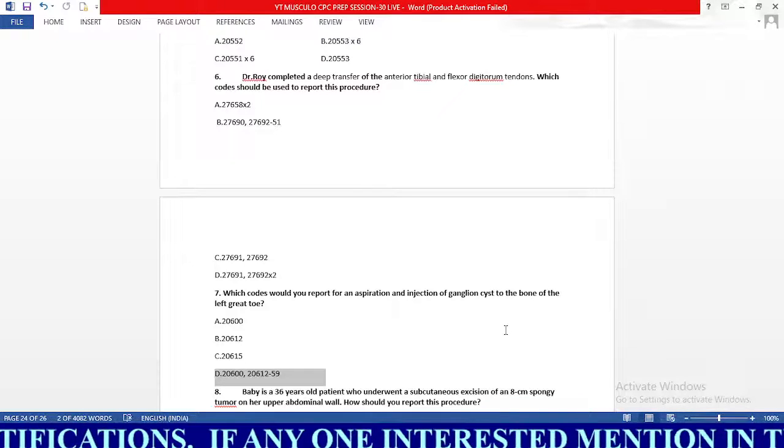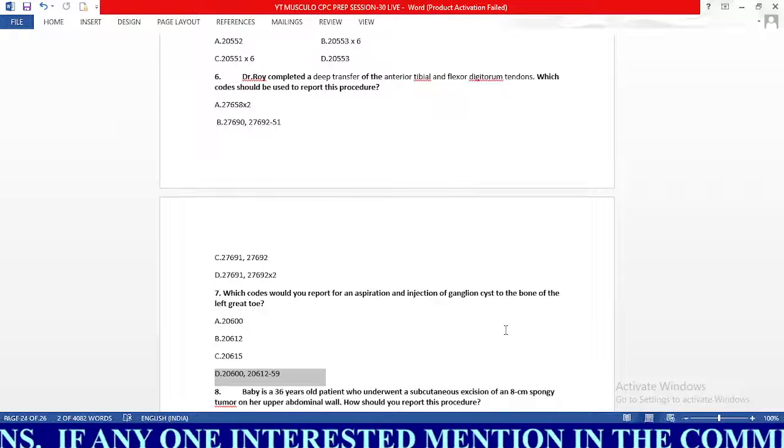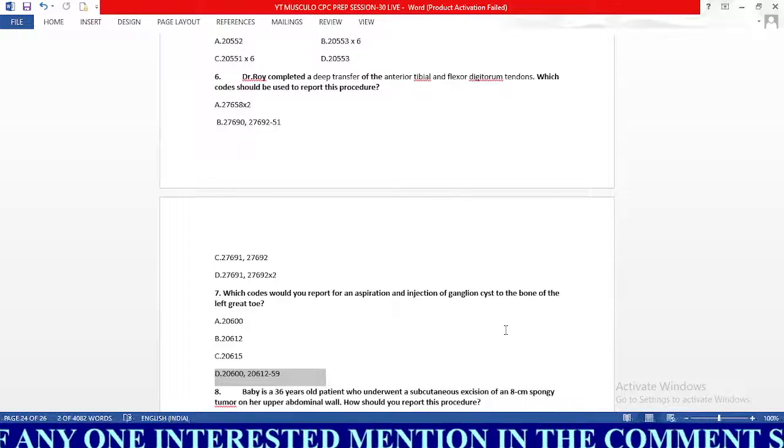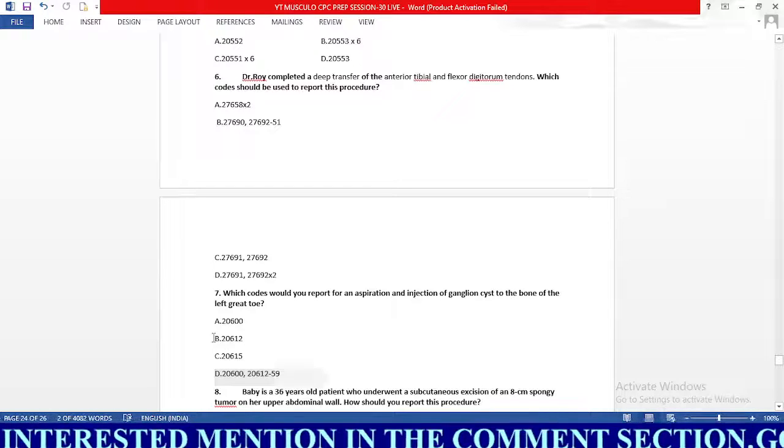615 is for bone cyst, 612 is for ganglion cyst. So based on our question, the physician has performed a procedure on the ganglion cyst. So our answer is B here.